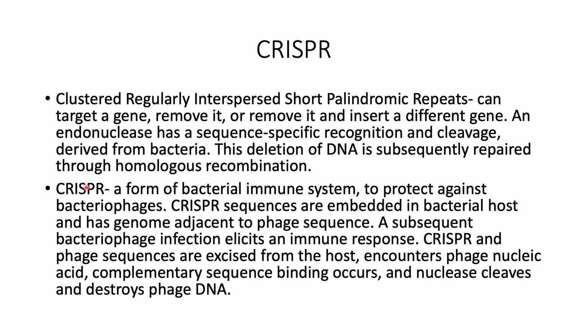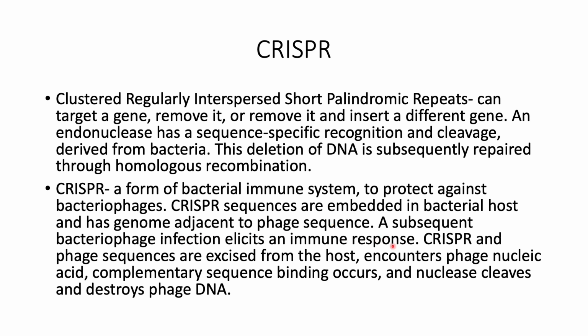So CRISPR, evolutionarily speaking, is a bacterial immune system. It protects against bacteriophages. CRISPR sequences are embedded in the bacterial host genome. That genome is adjacent to a phage sequence, so a bacteria gets infected by a phage. The phage sequence is incorporated into the bacterial genome and, for all intents and purposes, constitutes a library against which the bacteria can mount an immune response if it encounters the phage again.